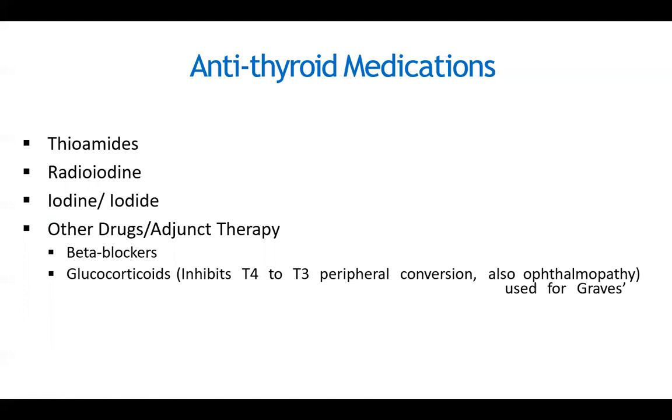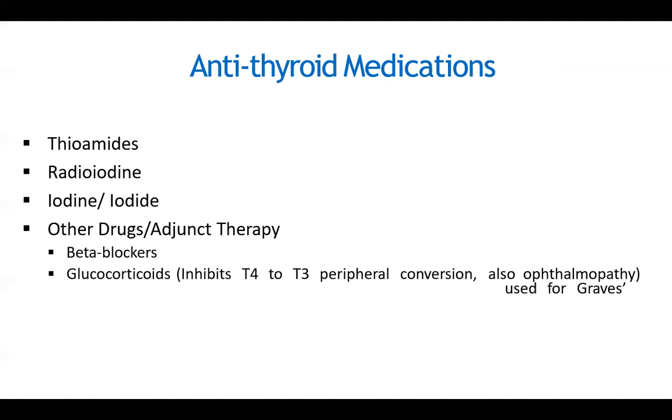Iodide, remember we said we have local solution, we use it in certain cases, that's another option, but not our first option, but that's listed in this slide. Adjuvant therapy could be beta blockers, and we know why we use beta blockers. We want to decrease that sympathetic innervation, and so we give a beta blocker.